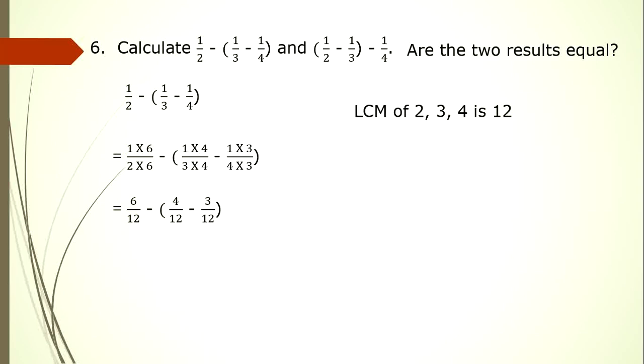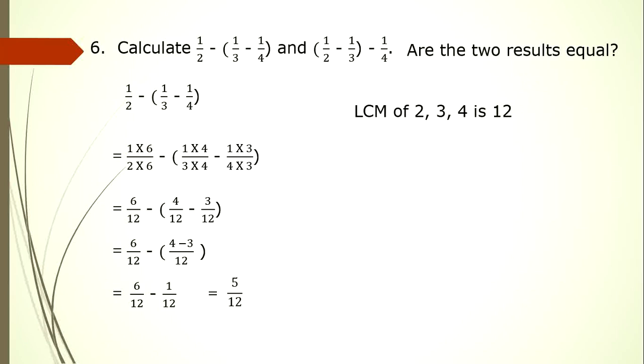After multiplication we get 6 by 12 minus 4 by 12 minus 3 by 12. Now we have to simplify the one in the bracket first. In the bracket we have 4 by 12 minus 3 by 12, which gives us 6 by 12 minus 4 minus 3 by 12, which gives us 6 by 12 minus 1 by 12, which gives us 5 by 12. So when we simplified the first part of the question, we got 5 by 12.